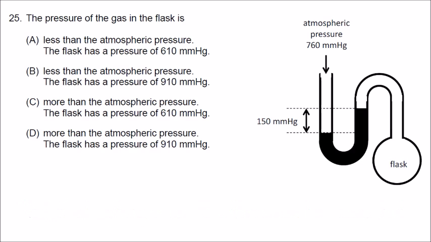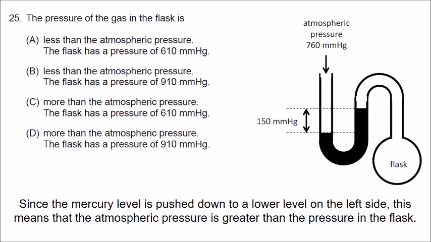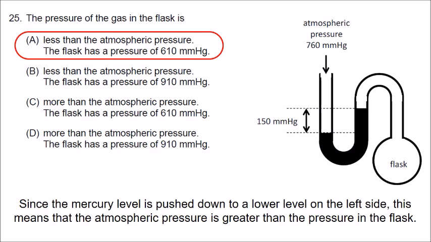Well, the answer is no. The pressure in the flask would be less than the atmosphere. The atmosphere is pushing the mercury down lower on the left side. That means that the atmospheric pressure is greater than the pressure in the flask. So the correct answer is either A or B, because it says the pressure of the gas in the flask is less than the atmospheric pressure. Well, what's less than 760 would be 760 minus 150, and the answer is 610 millimeters of mercury for the pressure inside the flask.